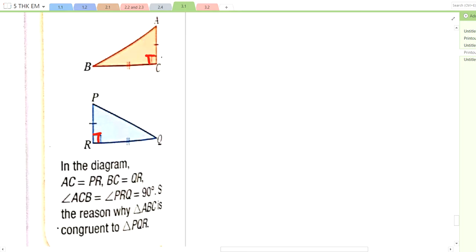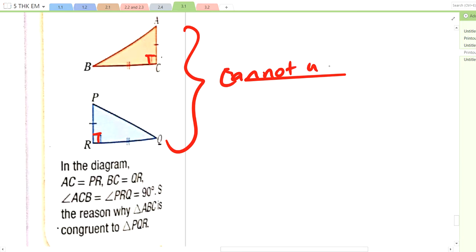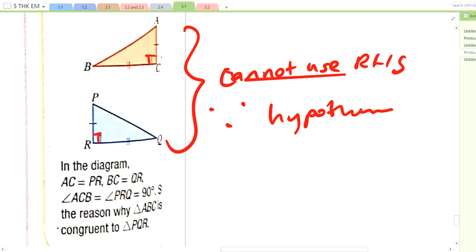Do I have the hypotenuse? Did they give you hypotenuse? No, so you cannot use RHS test, because hypotenuse not given. Okay, so this is an example of what I was saying. When you see right angle triangle, doesn't mean you must use RHS test. In this case, you'll be using SAS.